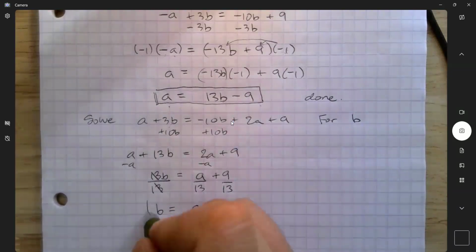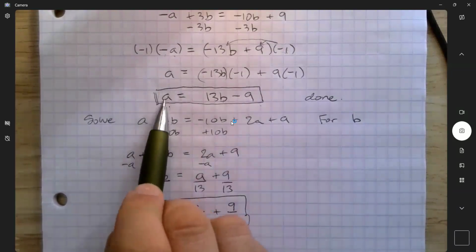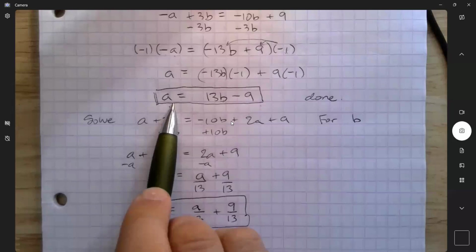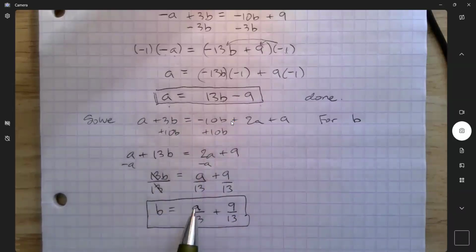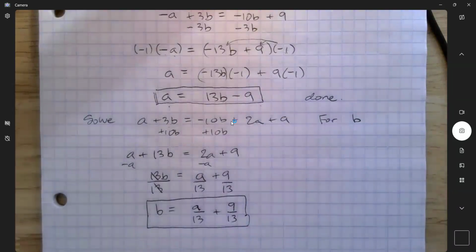So I have solved the same equation first for a and then for b. This is nice because if this is the amount of money you pay and this is the amount of donuts you buy, then if you know you bought 10 donuts, you can easily figure out how much money you paid. Or if you know you paid $100, you can figure out how many donuts you bought. All right, so it's a way to relate your two unknown variables to each other.